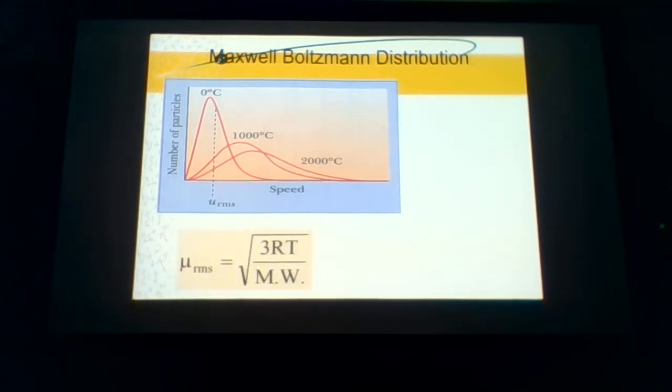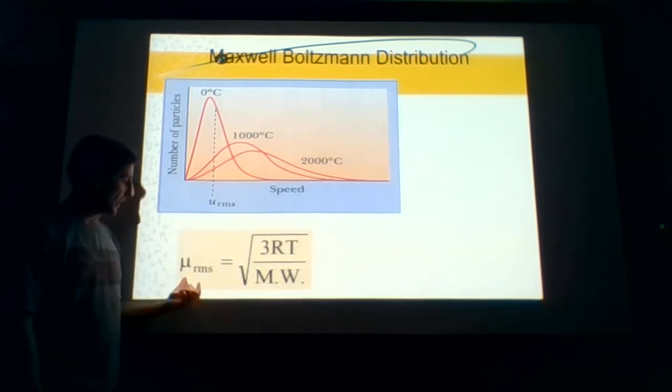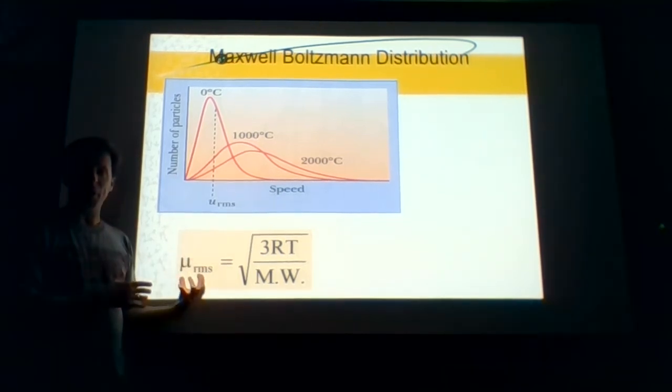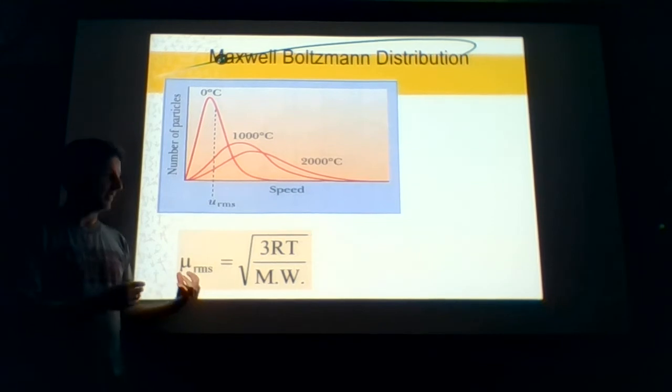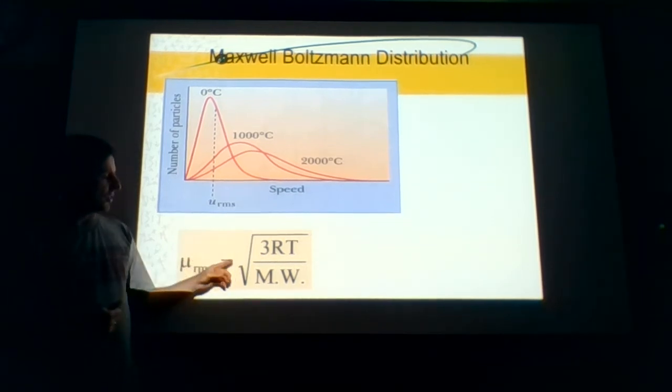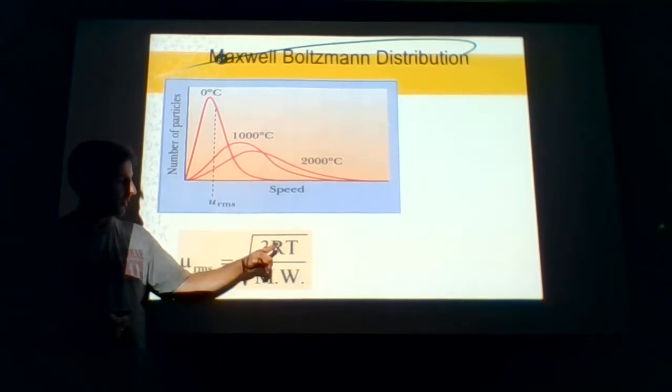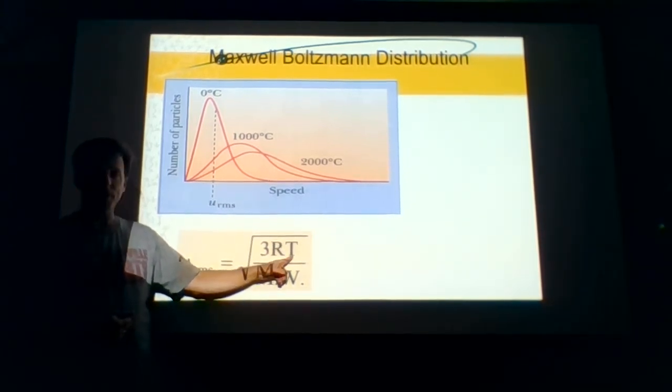If I want to calculate the speed of the particles, the root mean squared speed represents the average speed of the molecules of a specific gas. It's going to equal the square root of 3 times R, which is 0.0821, times temperature, which is 298.